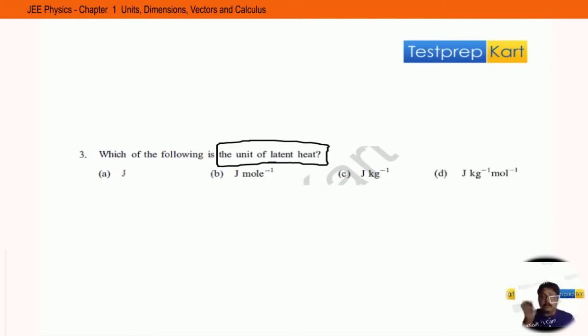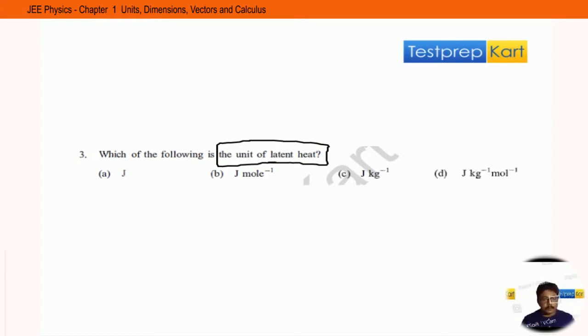So you need to know the basic formula of this term. Here the term is latent heat. Always remember, in every question, there is a keyword. The duty of a student is to find out the keyword. Once he or she could find out the keyword, he or she can easily solve the question. Here the keyword is latent heat.